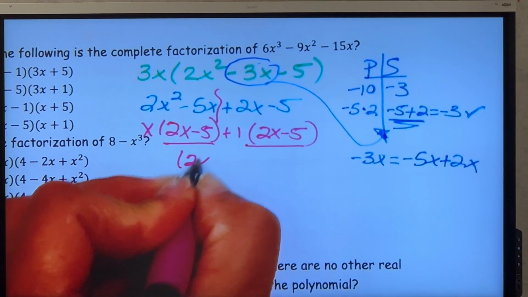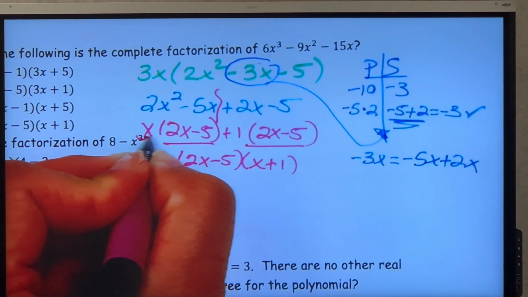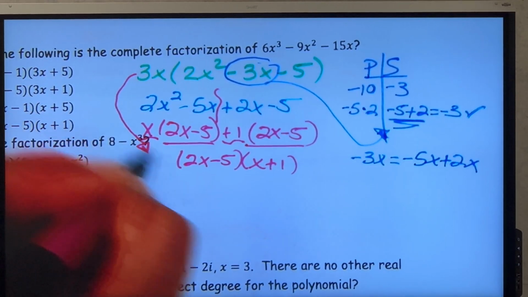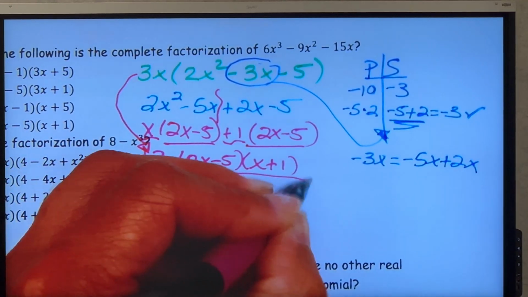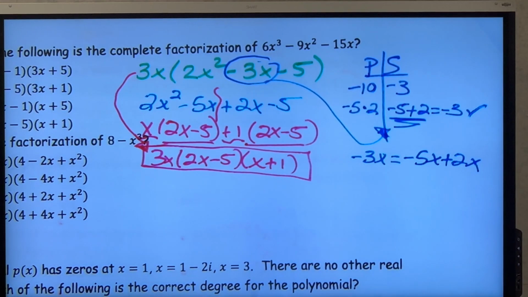And 2x minus 5 is one of the factors. The leftovers are x plus 1. Slap them together like you do for dinner on leftover night. And then don't forget, there's a 3x out front. So this is the complete factorization. So D is the correct answer.